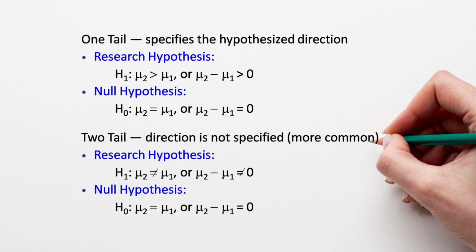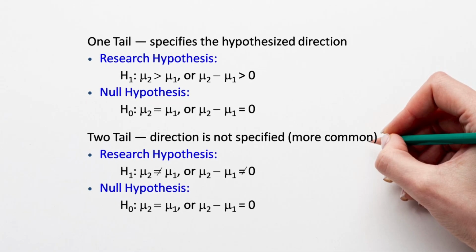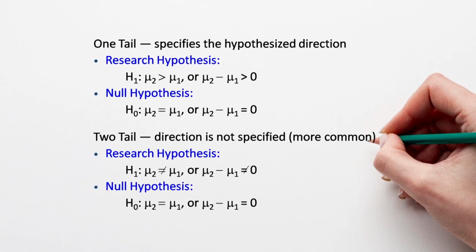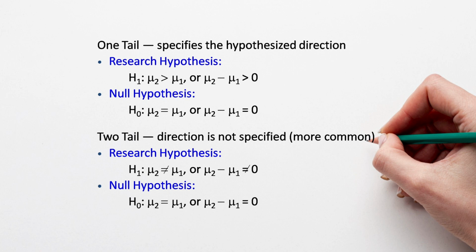So for two tail, the direction is not specified, and it is more common. The research hypothesis is H1, mu2 is unequal to mu1, or mu2 minus mu1 is unequal to 0. And the null hypothesis is denoted by H0: mu2 equals mu1, or mu2 minus mu1 equals 0.